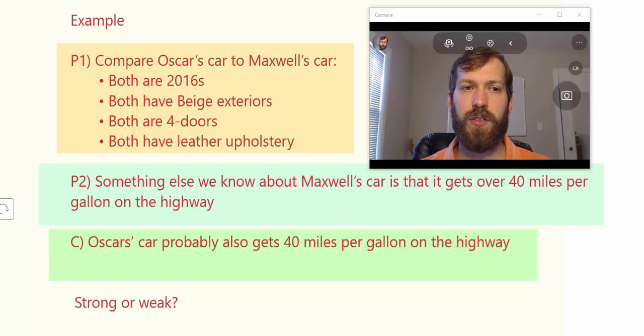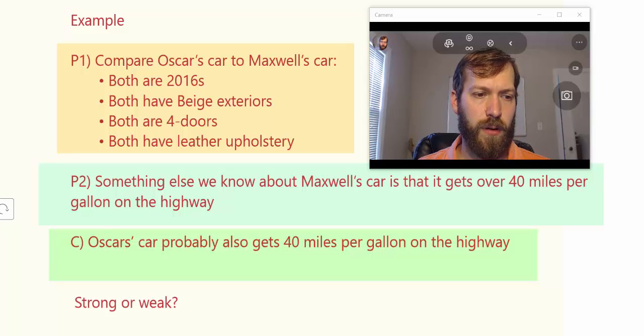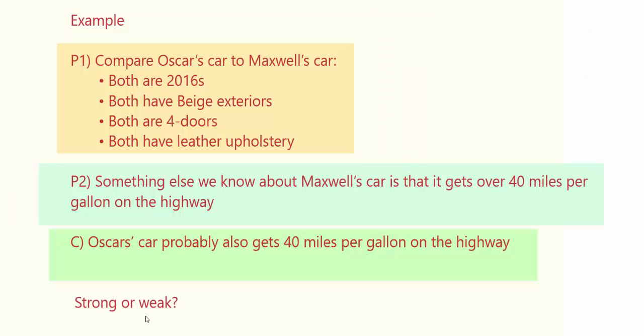So then we ask ourselves, is this a strong argument or a weak argument? And the correct answer for this argument is that it's weak.